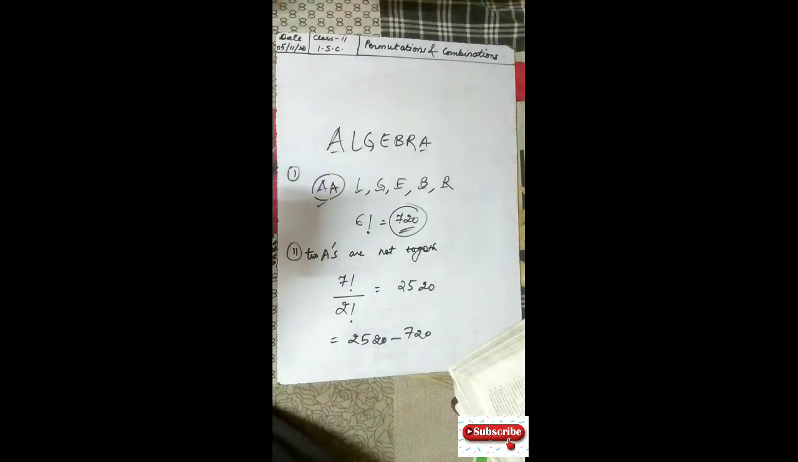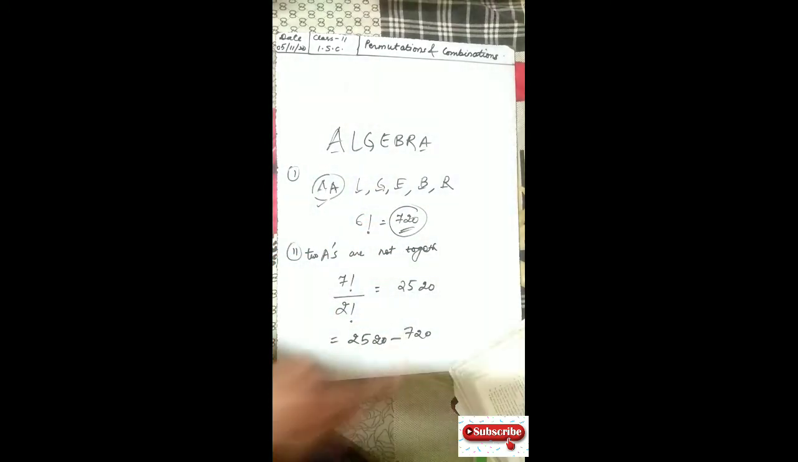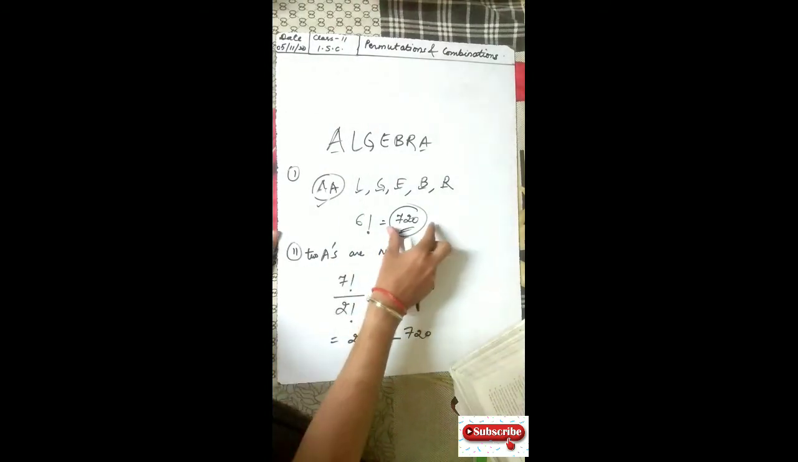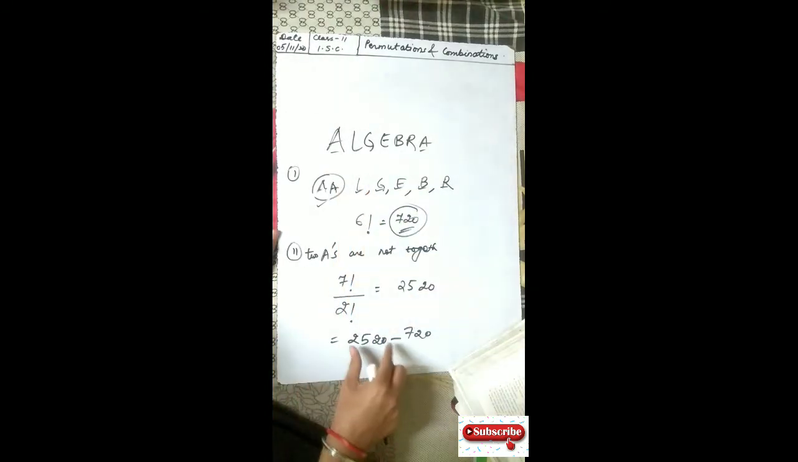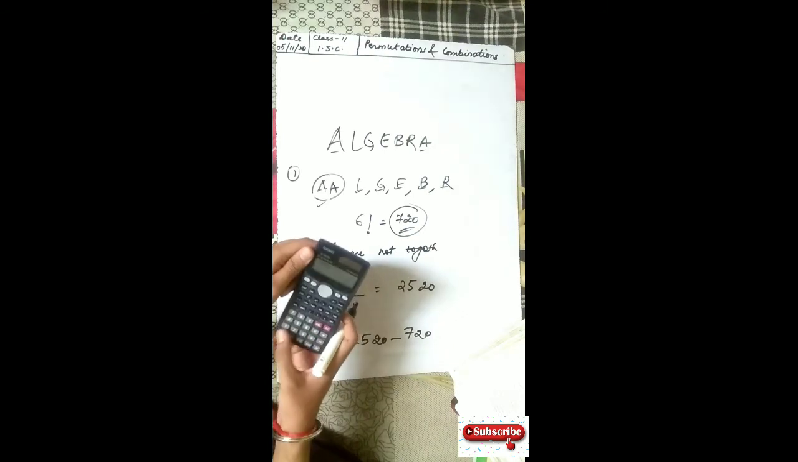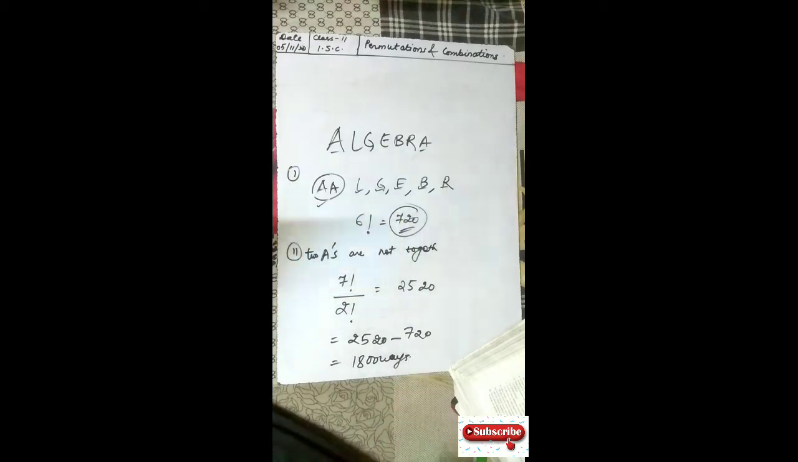This is similar to probability. You know, we do it in probability, right? To find the probability of not happening, we subtract from 1 the probability of happening. That gives us the probability of not happening. So similarly for not happening, first of all, what is the total? This minus the happening. So 2520 minus 720, this is 1800 ways. So total 1800 ways where the A's will not be together.